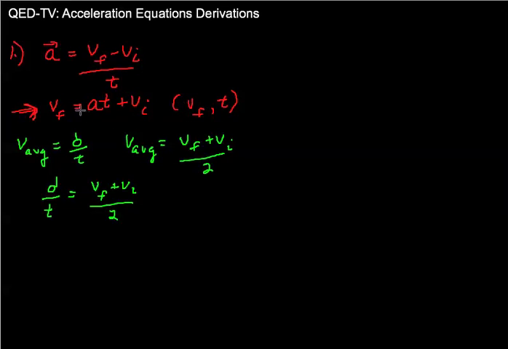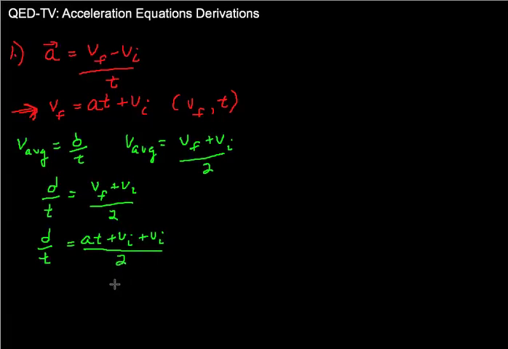And so what we can do is we have an equation for final velocity right here. So if we take this equation and sub it in for my final velocity right there, I will be able to get rid of my final velocity. So if I do that, I'm going to have d over t equals, and then I'm going to put in at plus vi in for my vf. So I'm going to have (at plus vi plus vi) all over 2.